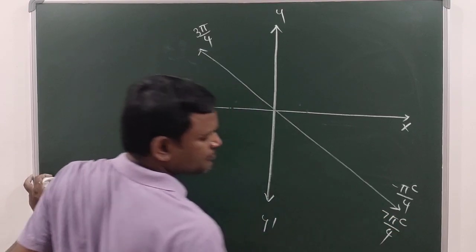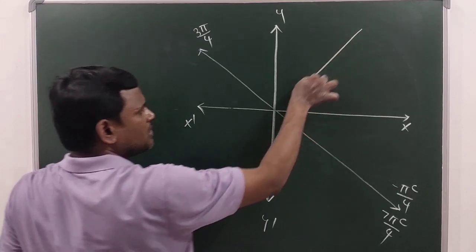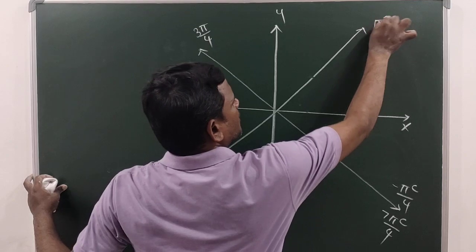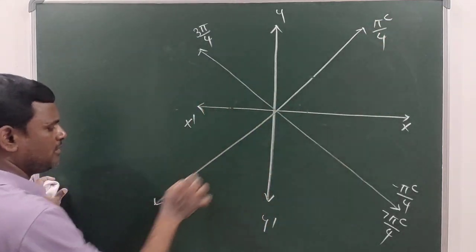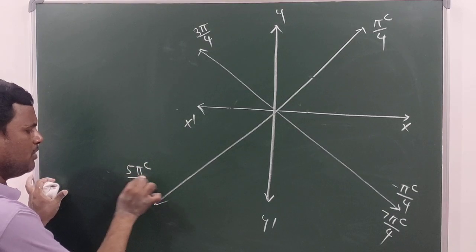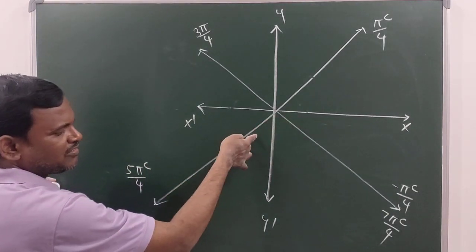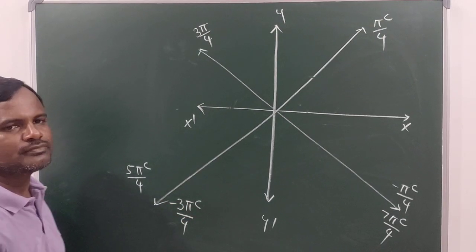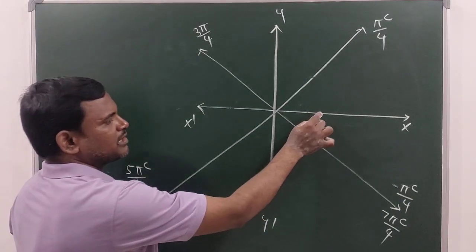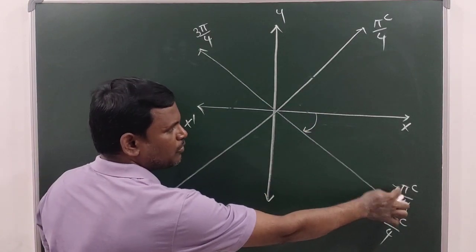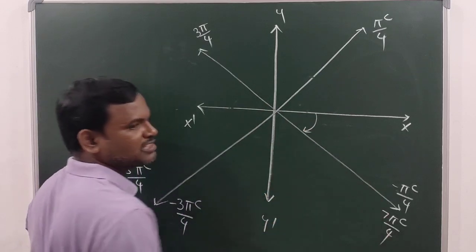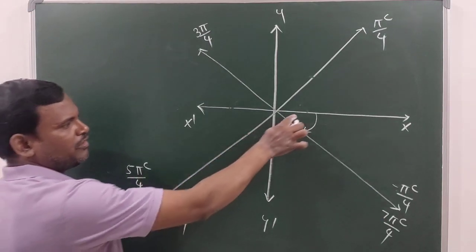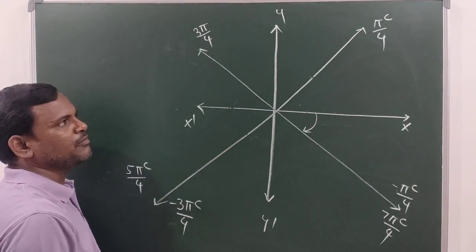Similarly, draw this y equal to x line. Which makes how much angle? Pi radians by 4. And here 5 pi radians by 4. Or if you measure in the clockwise direction, minus 3 pi radians by 4. So here clockwise minus pi by 4, anti-clockwise plus 7 pi by 4. Here also this angle from here to here is 5 pi radians by 4. If you measure in the clockwise, minus 3 pi by 4.